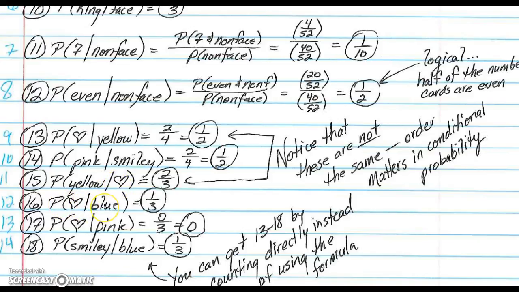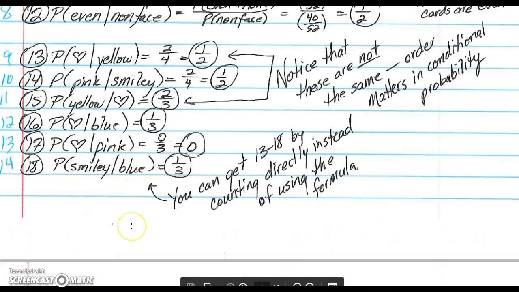Okay, probability of heart given it's blue. So there's three circles there that are blue. Only one of those 3 is a heart. With pink, 3 are pink. None of those 3 are a heart. So as soon as we know it's pink, we know there's 0 chance of getting a heart. And blue, we have 3 blues. One of them is a smiley.